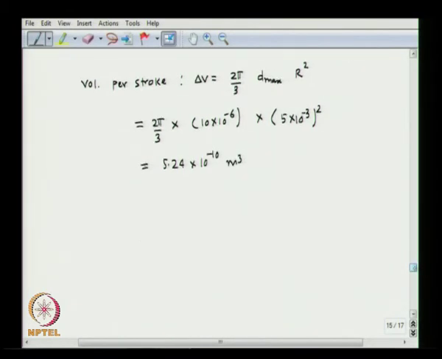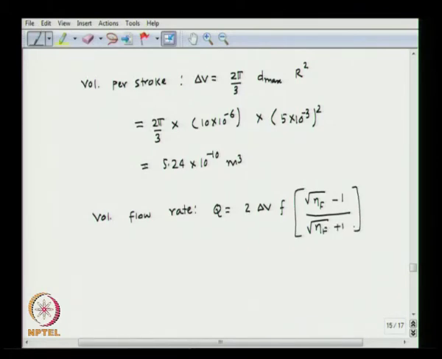So, you can find the volume flow rate. Volume flow rate Q would be 2 into delta V into f, into square root of diodicity minus 1 divided by square root of diodicity plus 1. So, that is known as the rectification efficiency.